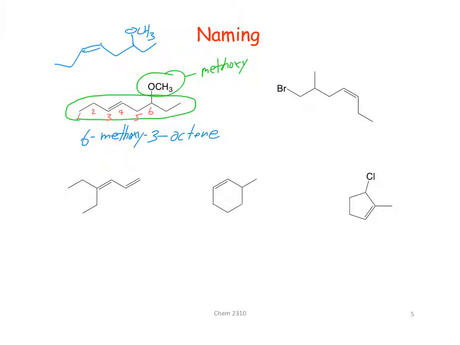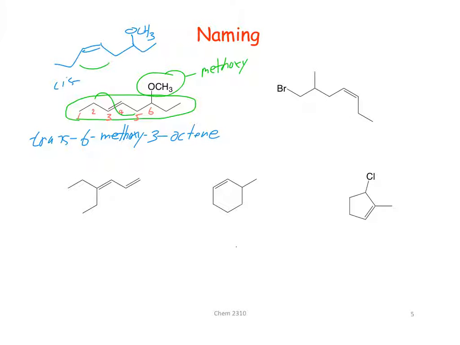So in the bottom one that we were naming, if we look at the 2 alkyl groups on the double bond, they're across. So this one is trans. And the upper one, these 2 are on the same side. So this one would just be cis-6-methyl-3-octene. Okay? All right, let's do another one.